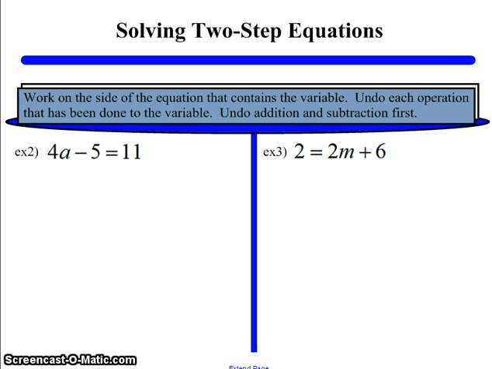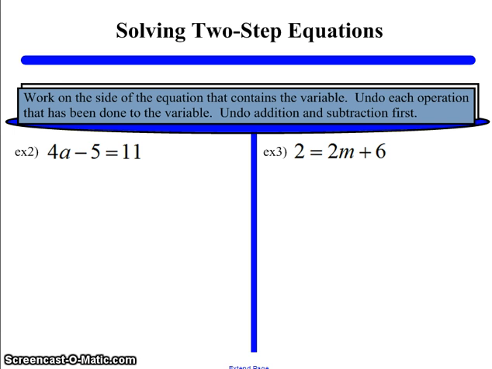So first off, we have 2 examples here. And notice that it says work on the side of the equation that contains the variable. Undo each operation that has been done to the variable, then undo addition and subtraction first. That's the big thing here. Now, if you are someone that prefers the variable to be on the left and it's not given to you on the left side of the equation, I'll show you what you can do in order to make it a little easier for yourself. But I'm going to start off with the first example here.